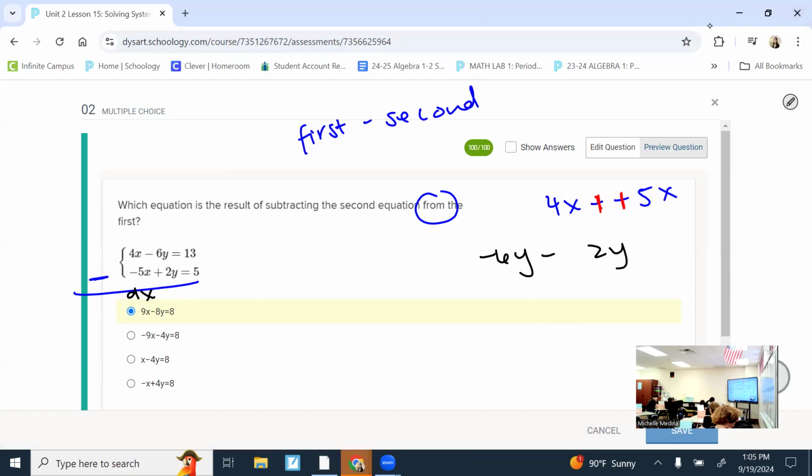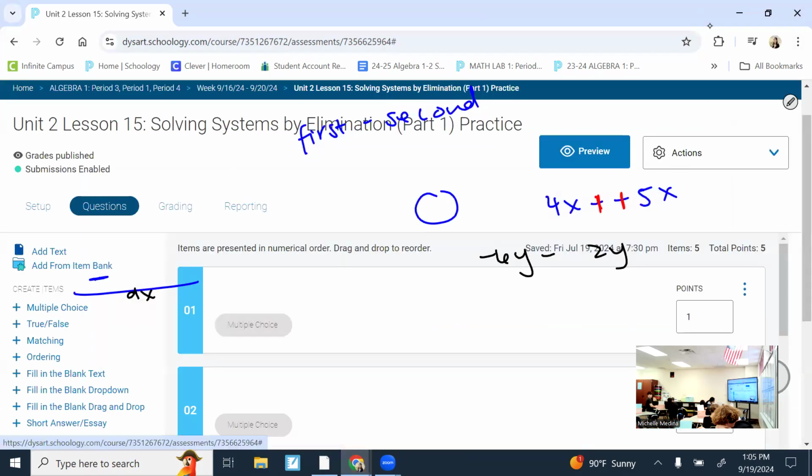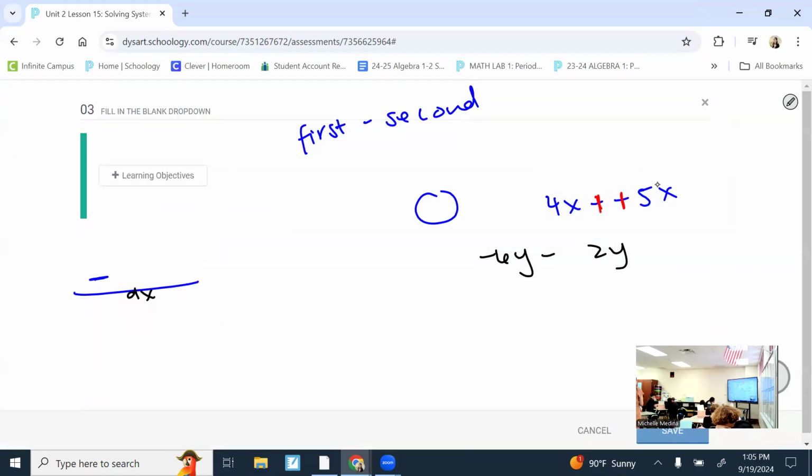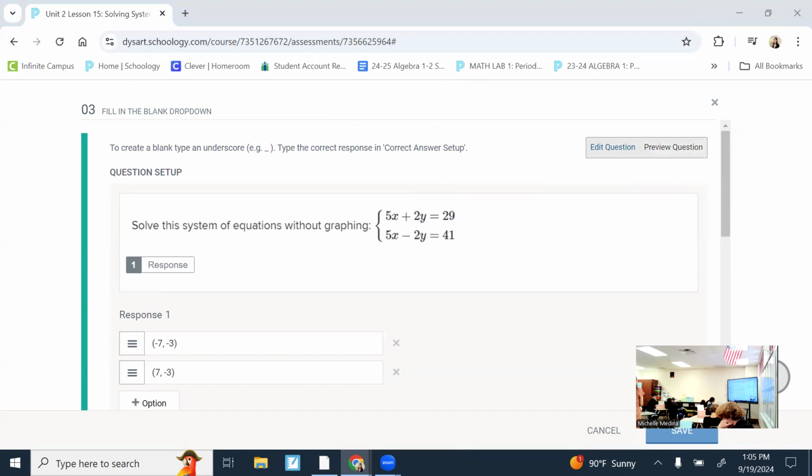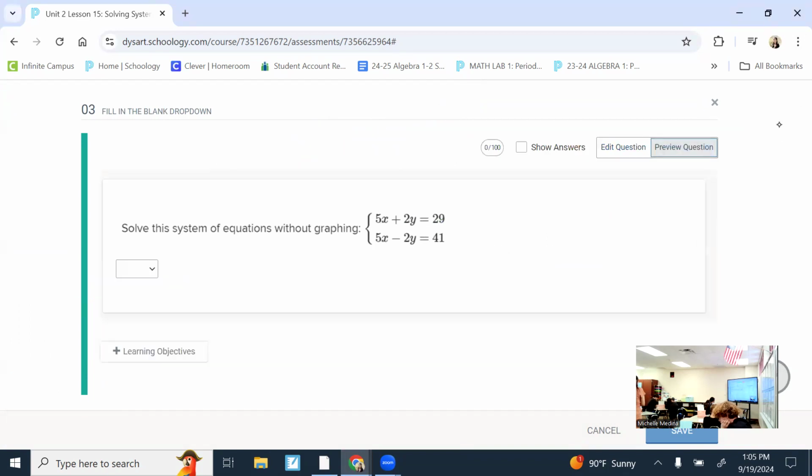Cameron? Part 1, number 3, you said? Okay. So we have to solve the system of equations without graphing. And it is set up so that we can do the elimination method. So do we have a common coefficient in front of the x or the y? Okay, both actually. So it's up to you. Which one would you rather eliminate?